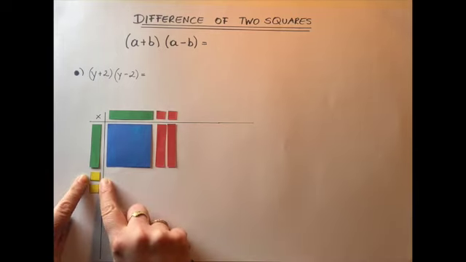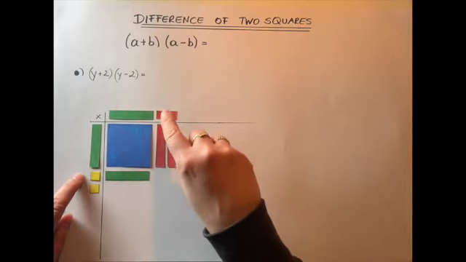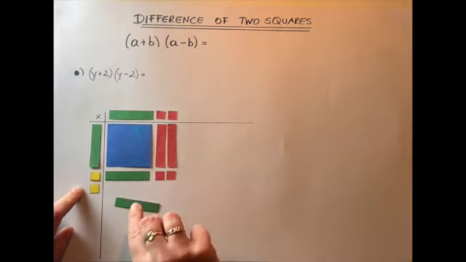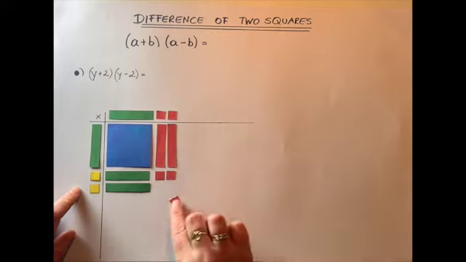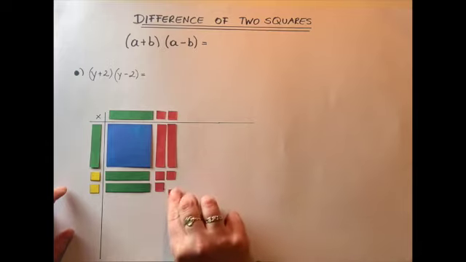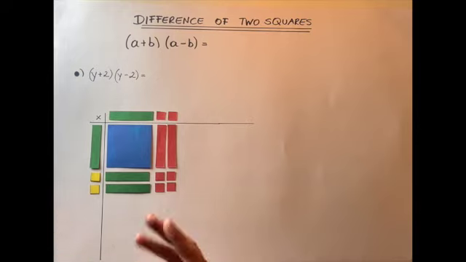Next line here, this row. 1 times x gives us x. 1 times negative 1, positive times negative, gives us a negative 1. 1 times negative 1 gives us a negative 1. Last row, 1 times x gives us x. 1 times negative 1 gives us a negative 1. 1 times negative 1 gives us another negative 1. And there we are. So this is our solution to that product.